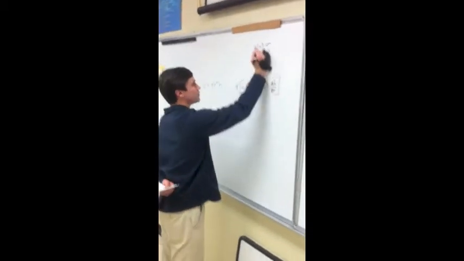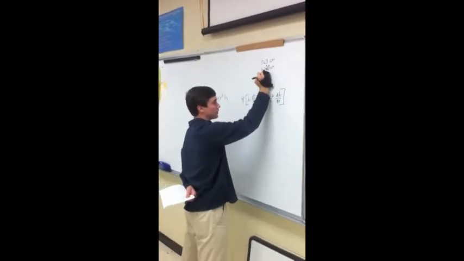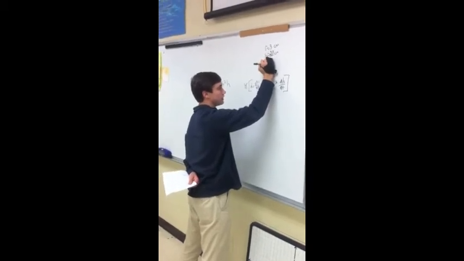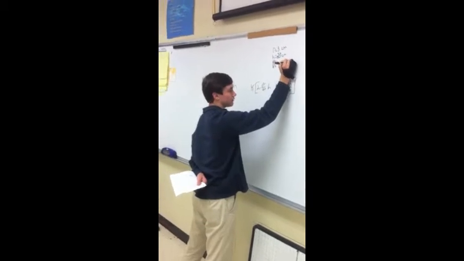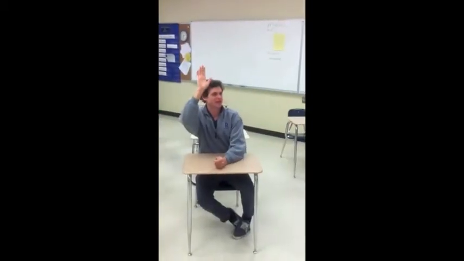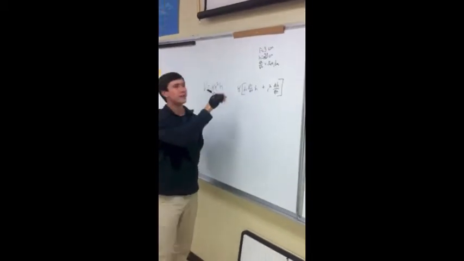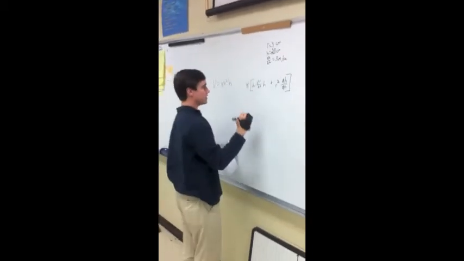Alright, so we found out that it was 20 centimeters, and that the rate of change of the height, dh/dt, equals 3 meters per second. Mr. Cardwell? Yes. I think it's centimeters per second. Gets me every time. Centimeters, does that look right? That looks good.